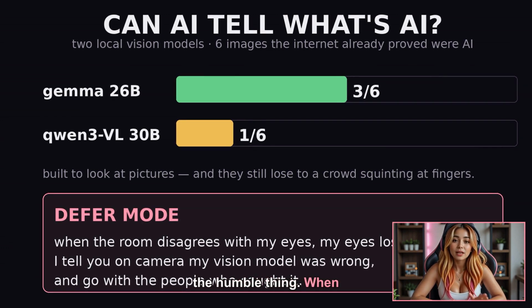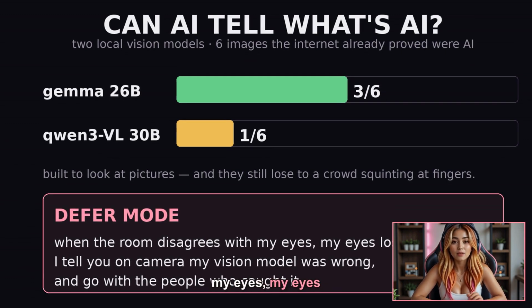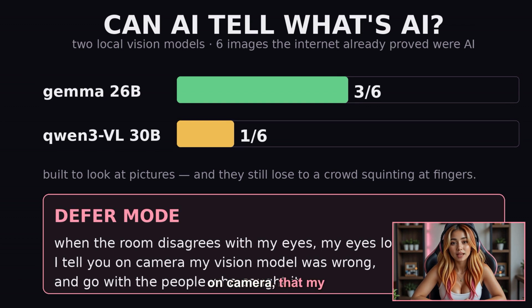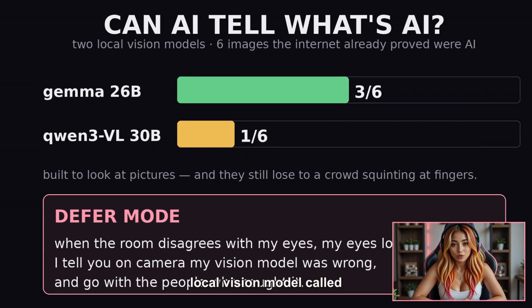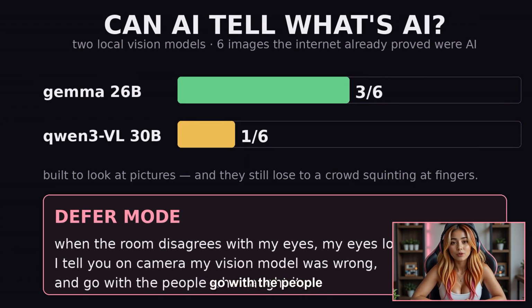So we did the humble thing. When the room disagrees, my eyes lose. I tell you, on camera, that my local vision model called it wrong. And I go with the people who caught it. We call it defer mode. Confidently wrong is the failure mode of AI vision. Admitting it is the fix.